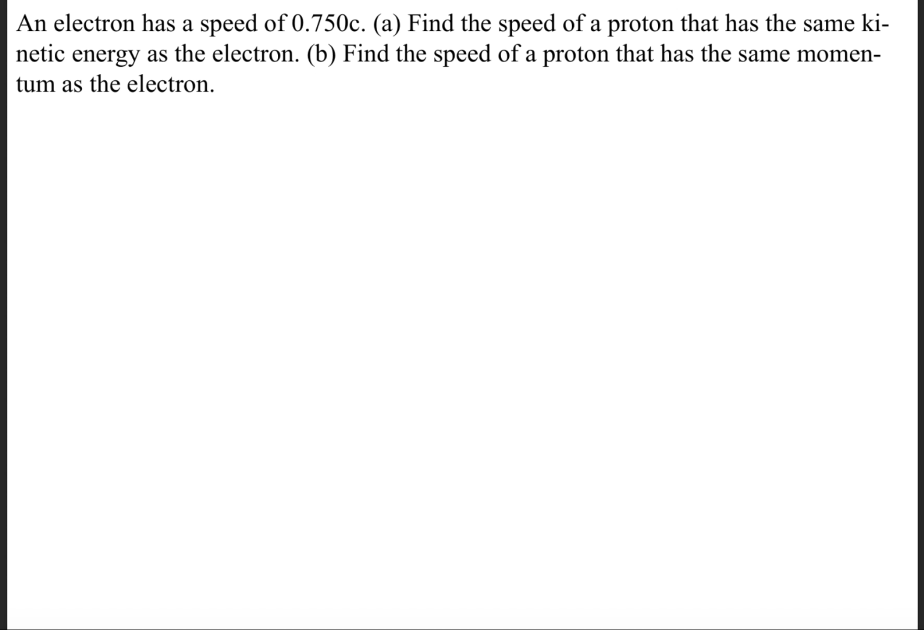So without further ado, part A says to find the speed of a proton that has the same kinetic energy as the electron. So we were given the speed of the electron. It's 0.750 times the speed of light. Now that is an incredibly fast speed, so we cannot neglect any relativistic effects on the particles here. That means we have to use the relativistic kinetic energy, and that just makes the algebra way more complicated. So let's get to it.